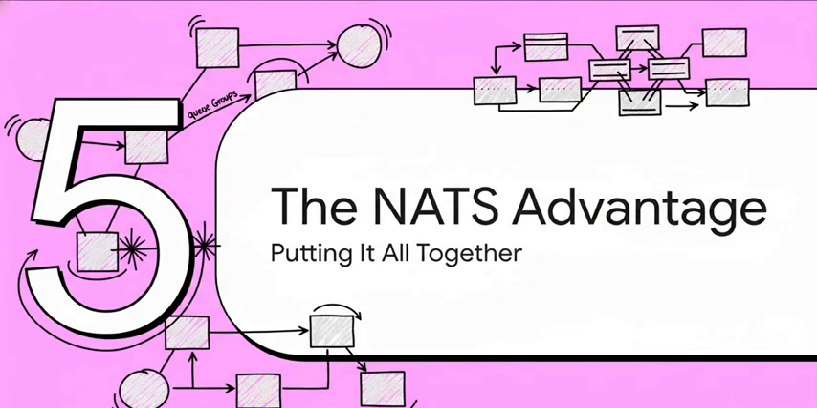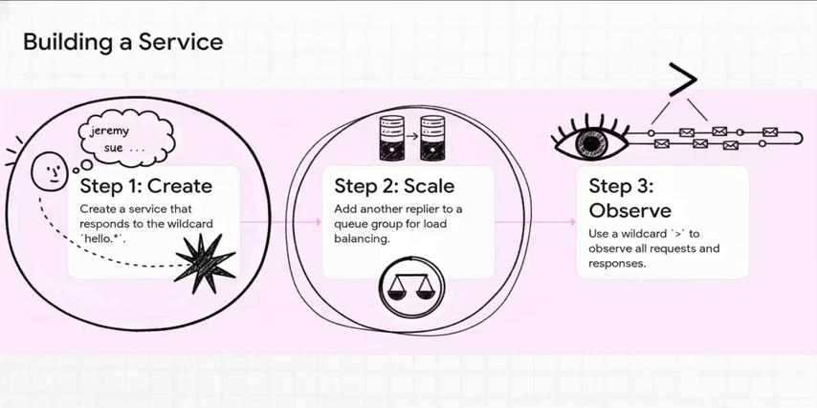All right, so now we have all the pieces on the board: services, streams, queue groups, and wildcards. Let's see how they all snap together to create a seriously powerful and modern microservice architecture. Okay, let's build a microservice in literally 3 commands. Step 1, we create a flexible service that can respond to any hello request using a wildcard. Step 2, it's getting popular, so we scale it up instantly just by adding a second service to the same queue group. And step 3, we make the whole thing observable with a single command using that wildcard. And we're done. It's that easy.